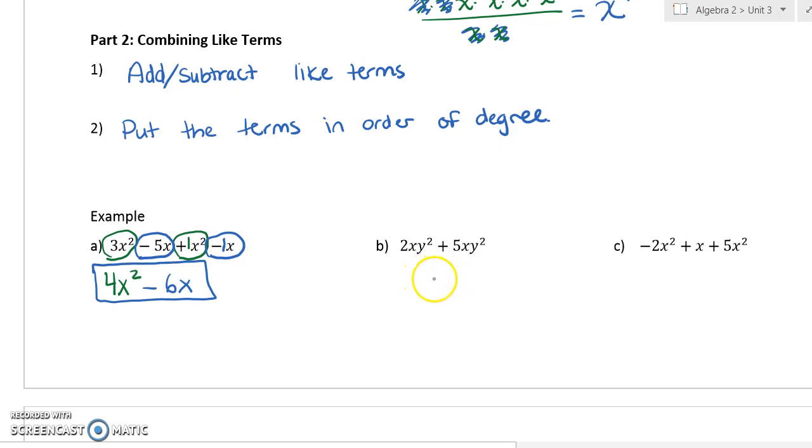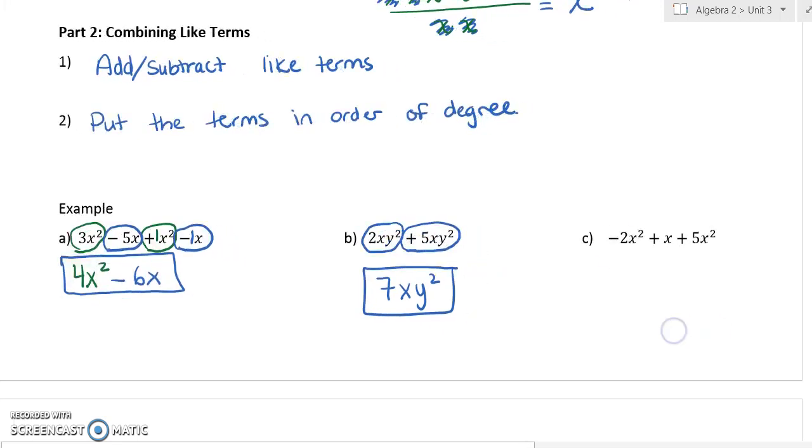In part B, what we'll notice is 2xy squared and positive 5xy squared are like terms. So what I would do is add 2 plus 5, which is 7, and leave xy squared alone. That's our final answer. And the last one, part C, I notice that negative 2x squared and positive 5x squared are like terms. So negative 2 plus 5 is 3x squared, and I'm left with the plus 5 at the end, and therefore that is my final answer. X squared and x are not like terms. Don't even think about putting them together.